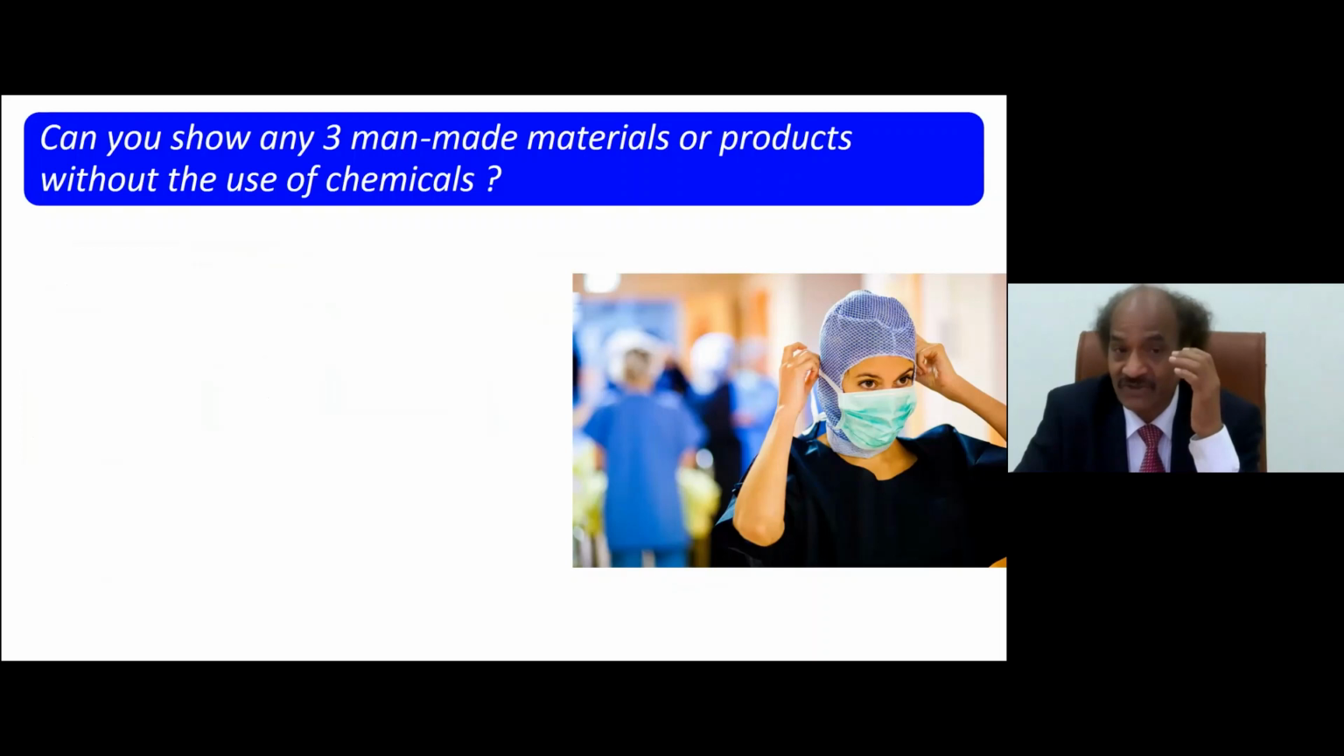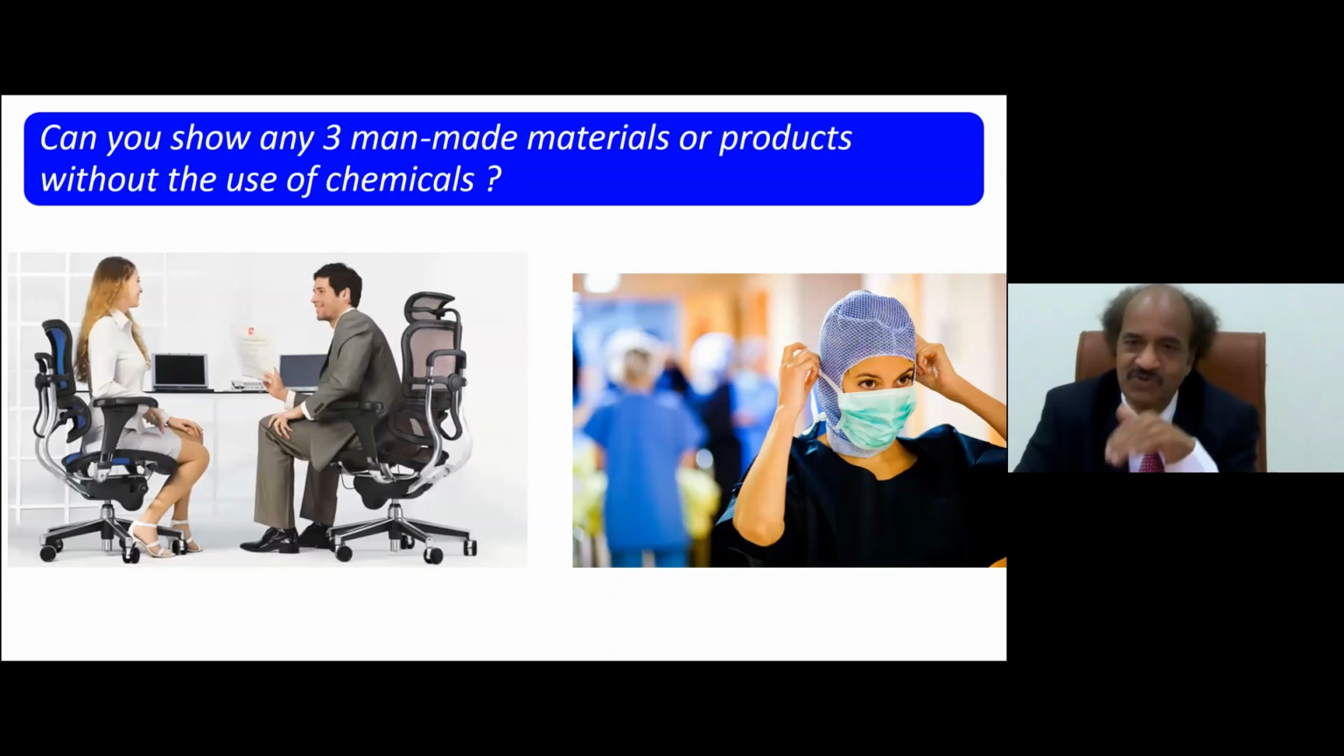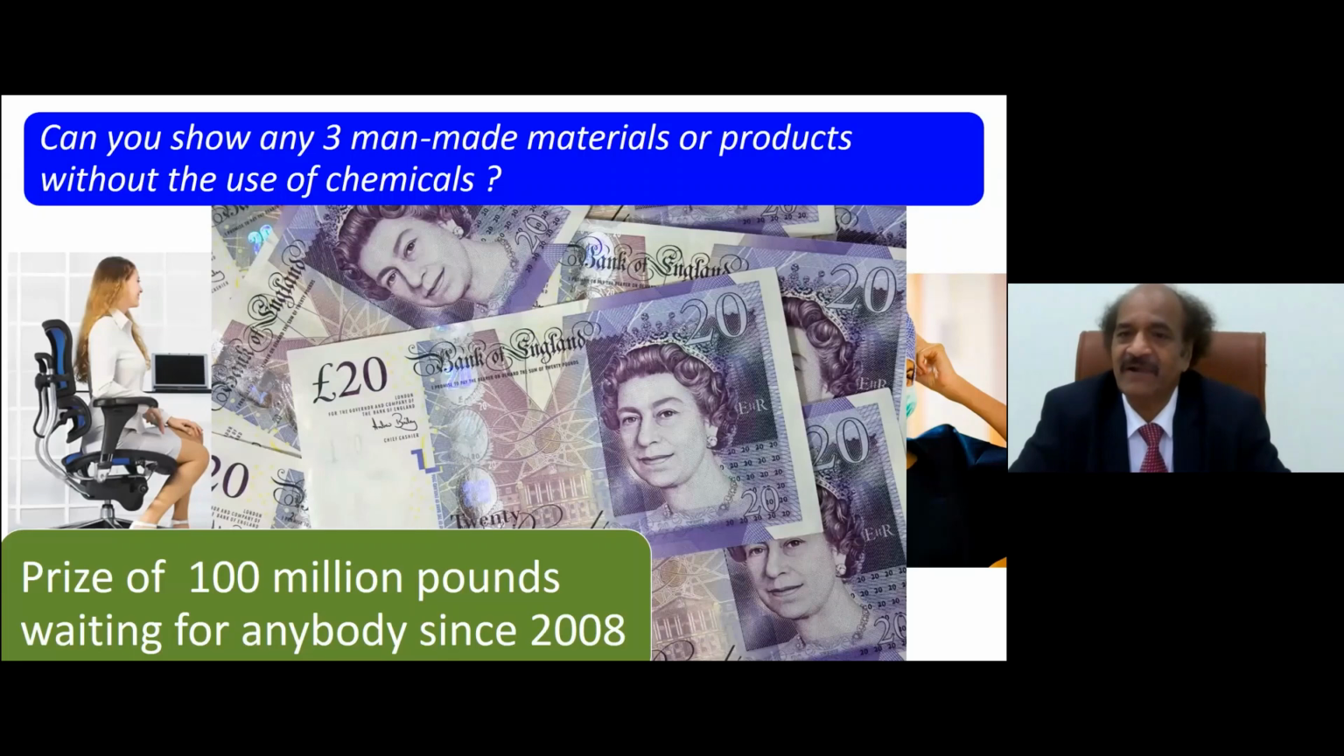So can you show any three man-made materials which do not use chemicals, for instance? If you are not a chemist or chemical engineer, you will say, okay, I can show something. If that is the case, look around at whatever you are using right now, whether it is a computer or mobile phone or the gadgetry in your office. Is it prepared without using chemicals? If you can prove that, including the mask which you are using right now if you go outside, then you will get a prize of 100 million pounds, okay? Nobody has come forward and said that, okay, I can make something man-made without chemicals.